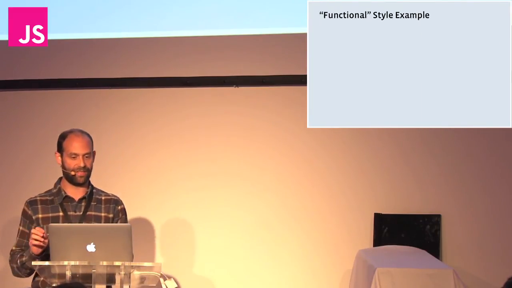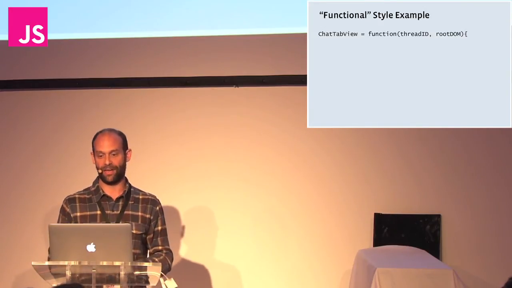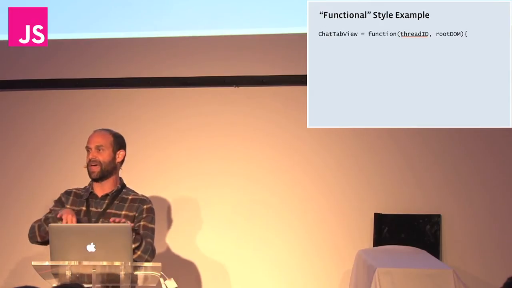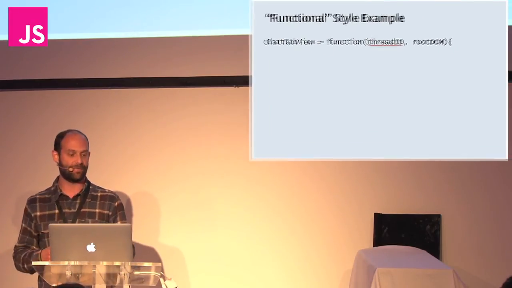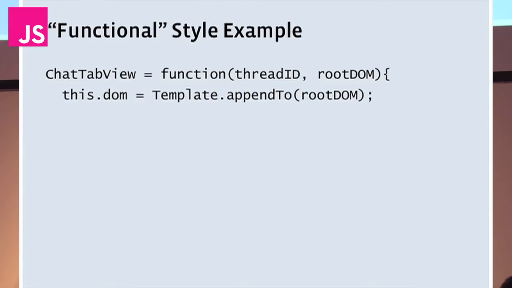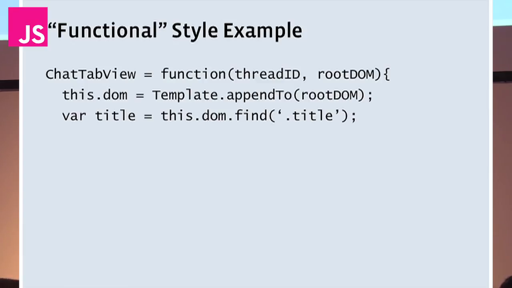So let's go back and look at that chat tab view example now. The first thing you'll see is that the signature for this constructor is different. Instead of getting passed a thread object, it gets passed a thread ID, which is just a string. Now to get the data about that thread, first we're going to attach a template. That doesn't change. We're going to pick out the title just so that we can close over that. It makes the code look better.